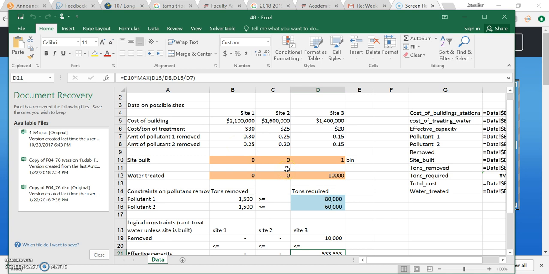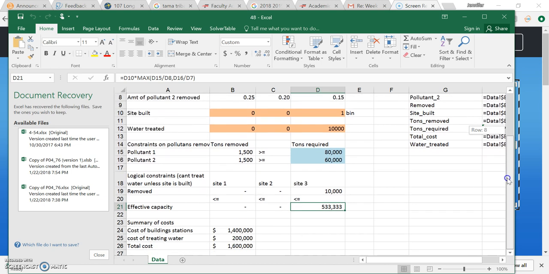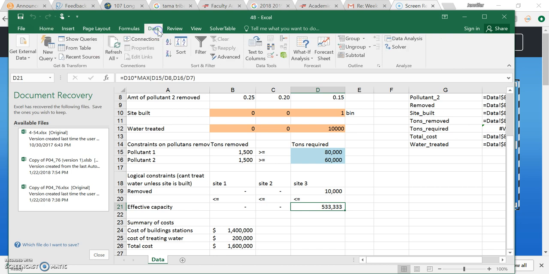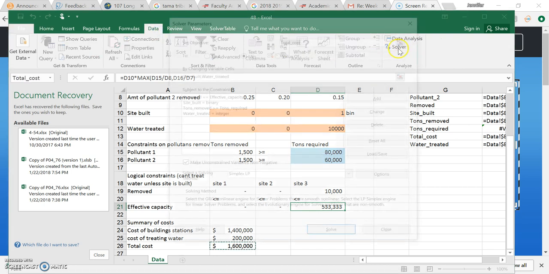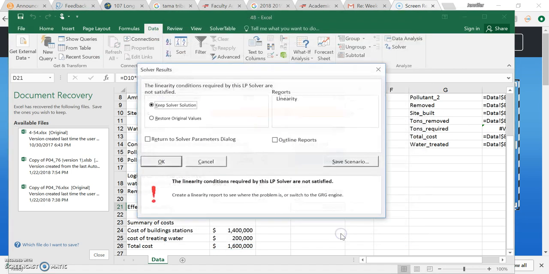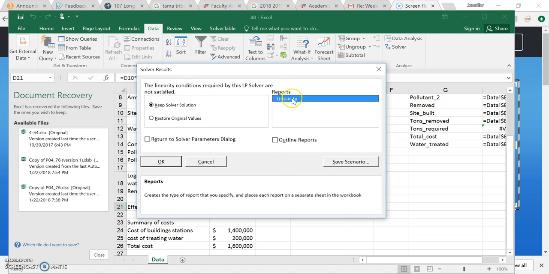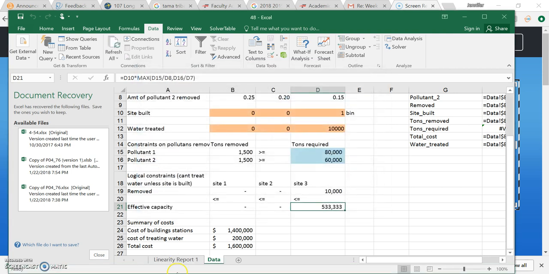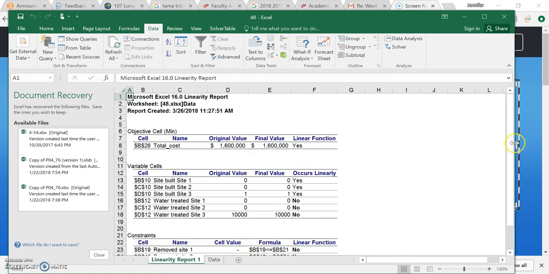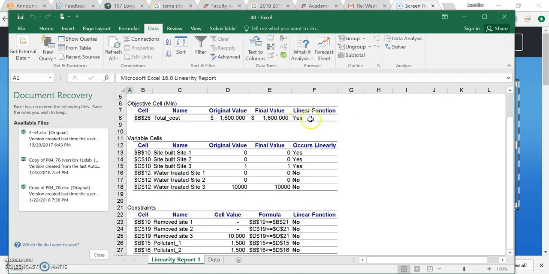Sorry. This student has done a really nice job with the structure of this problem and is having some trouble with linearity. When you are troubleshooting linearity, one of the best things to do is run a linearity report. If you go to Solver and hit solve, you can see that it tells you the linearity conditions are not satisfied, and then you can click on this report that says linearity. When you go to this side, see what it says, linear function, yes or no. So these are occurring linearly.